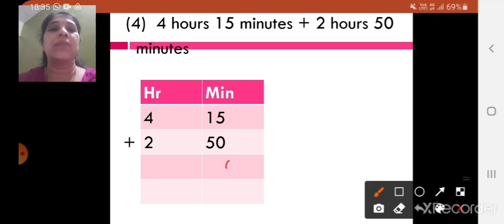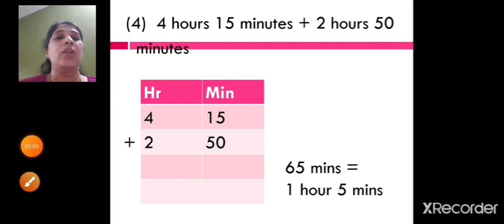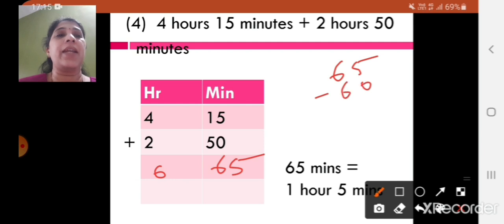5 plus 0 is 5 and 1 plus 5 is 6. 4 plus 2 is 6, right? So you got 6 hours 65 minutes, right? Now you have to convert this 65 minutes. Now your 65 minutes is equal to 1 hour 5 minutes, right? How has this come? 65 minus 60, right? So 60 minutes is your 1 hour. So 65 minus 60 you get 5 and this is your 5 minutes, right?